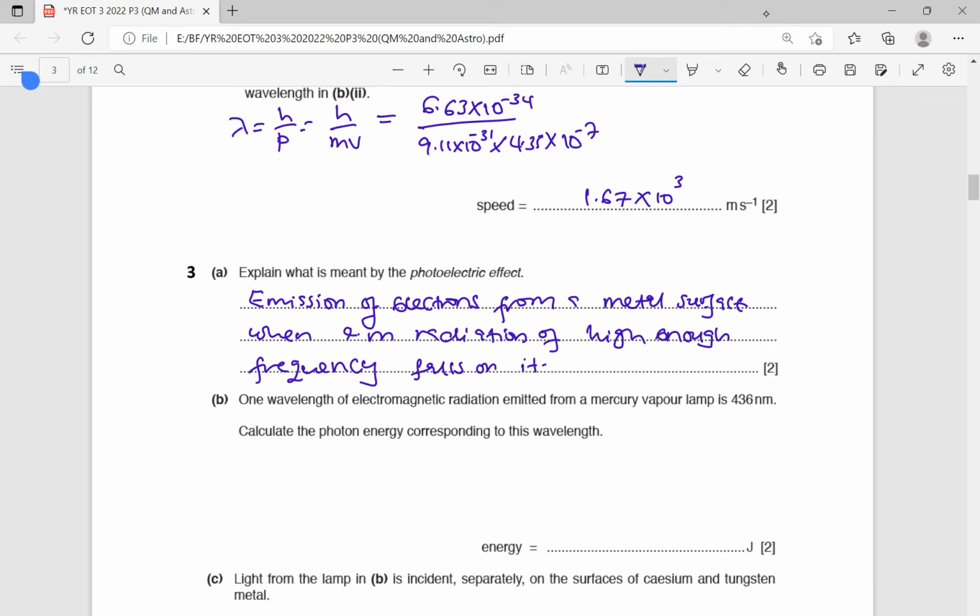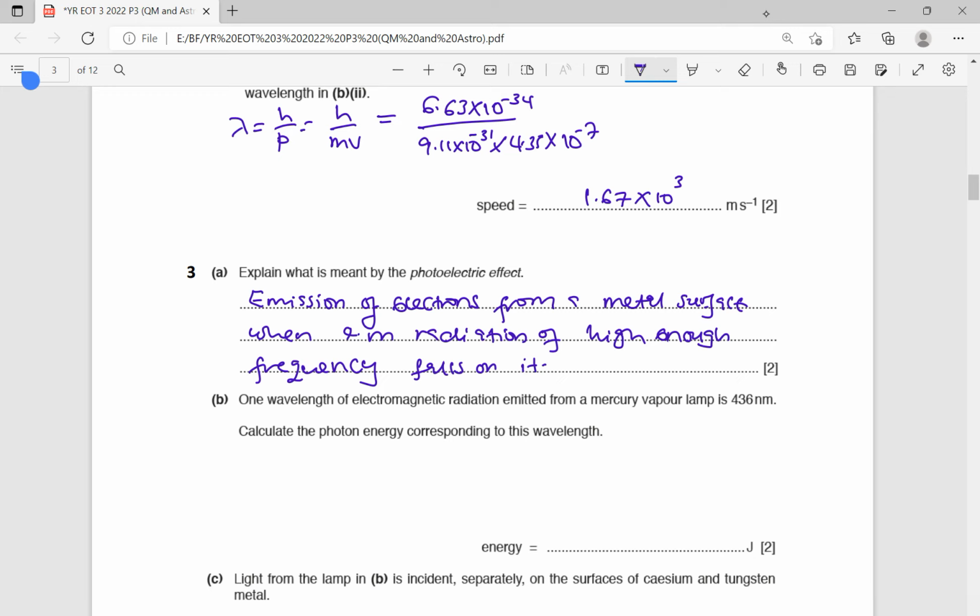So for photoelectric emission, the radiation incident on a metal surface should have high enough frequency. That's what we call the threshold frequency. In other words, it should be higher than the work function. Otherwise, photoelectric emission would not actually occur.